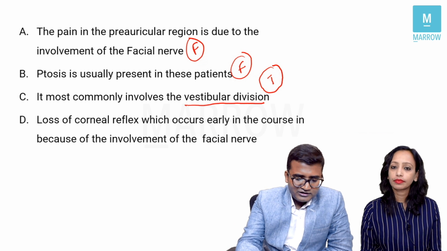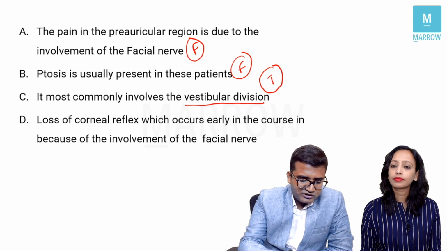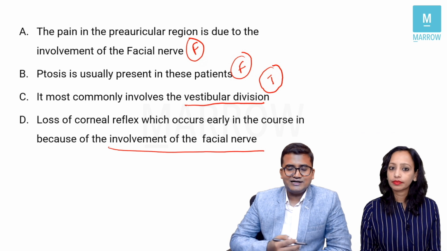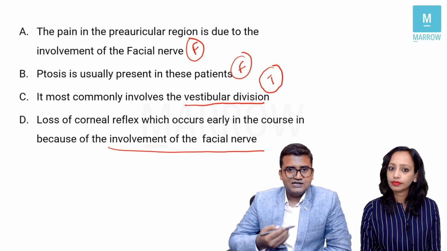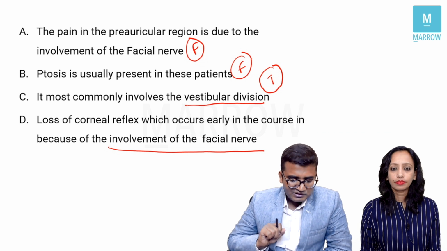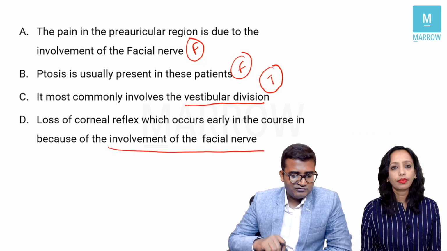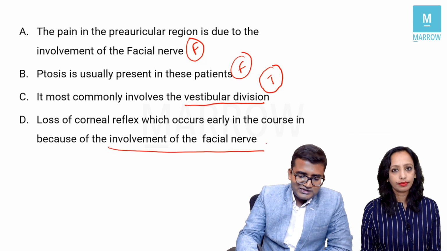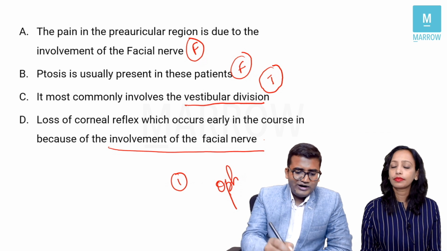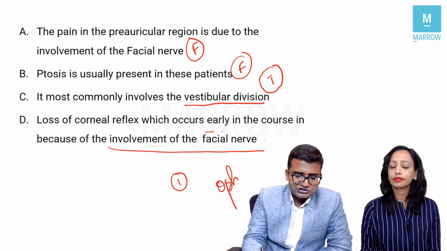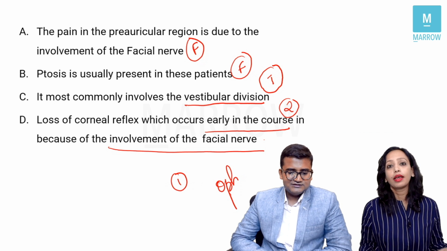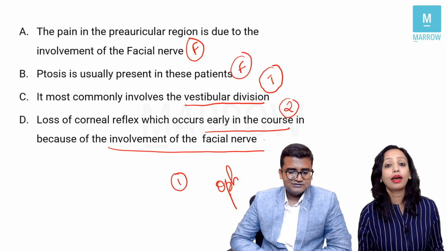The loss of corneal reflex which occurs early in the course because of involvement of facial nerve. So just now we discussed the afferent and efferent of the corneal reflex, that is ophthalmic nerve and the facial nerve. Now, ma'am, I have two doubts. Number one, here the loss of corneal reflex is due to which nerve, madam? Whether it is facial nerve or ophthalmic nerve. That is the first doubt. And second doubt, why is it occurring early in the course, madam? Now these two doubts I have. Any reason for that?